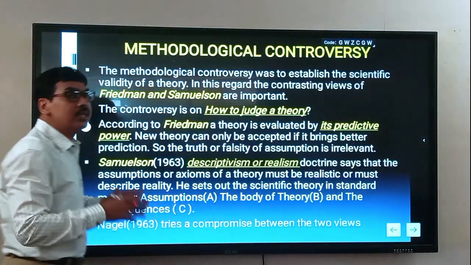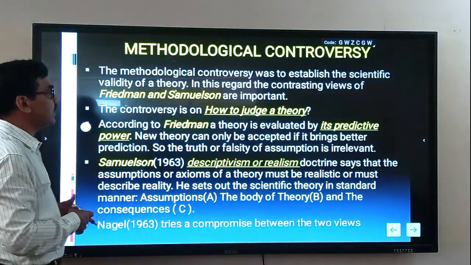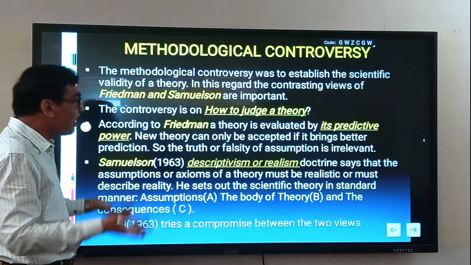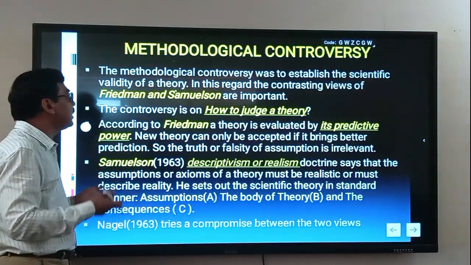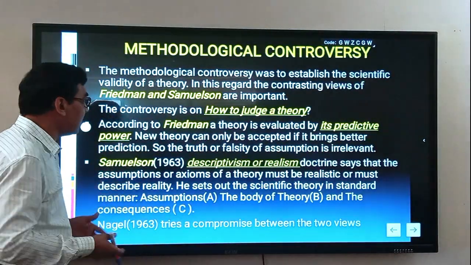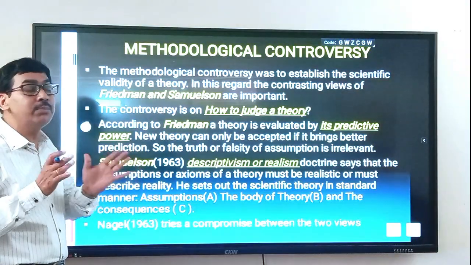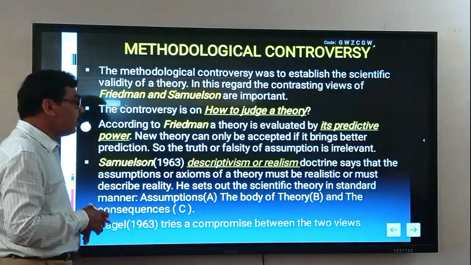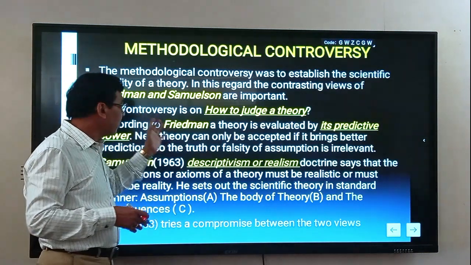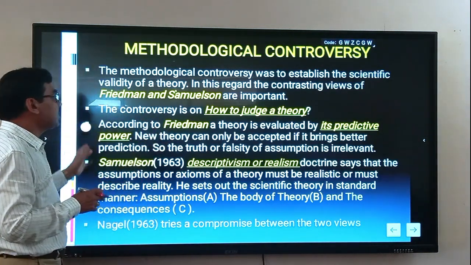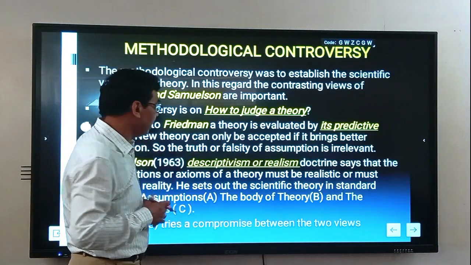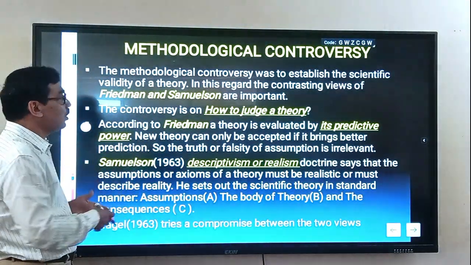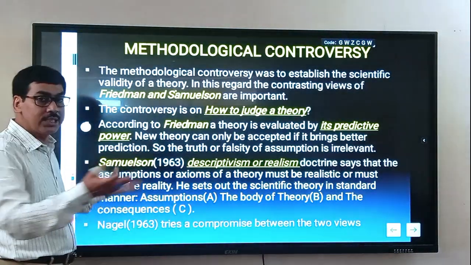But there are certain controversies regarding these two types of method. The methodological controversy was to establish the scientific validity of the theory. In this regard, there are two contrasting views which we must know. One is by Friedman and another is by Paul Samuelson. So the controversy is on how to judge a theory. What should be the method in microeconomics or economics as a broad subject?